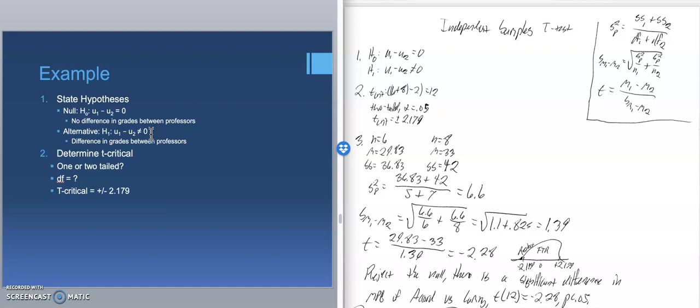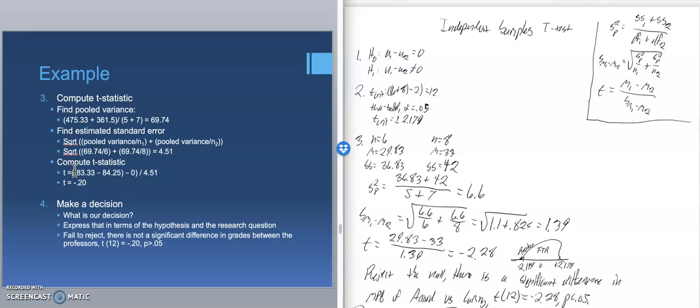We figure out what our t critical is. We've already shown that it's 2.179. Again, 6 plus 8 is 14, minus 2 is 12. That's our DF, and it's two-tailed. We keep going. I'm going to walk it out with another example so you can see the full math, but here's what it looks like here. Pooled variance, sum of squares plus sum of squares over DF plus DF, gives us 69.7. We use that all under the square root. You can see the formula in the top right if you've forgotten.